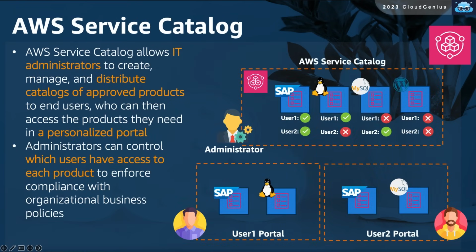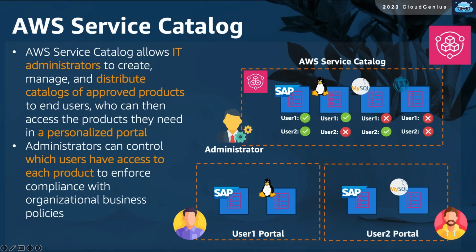AWS Service Catalog is a service provided by Amazon Web Services that allows organizations to create and manage catalogs of approved IT services that can be easily deployed by users within the organization. With AWS Service Catalog, you can curate a selection of AWS resources, such as EC2 instances, databases, and applications, into portfolios that align with different business needs or user groups.